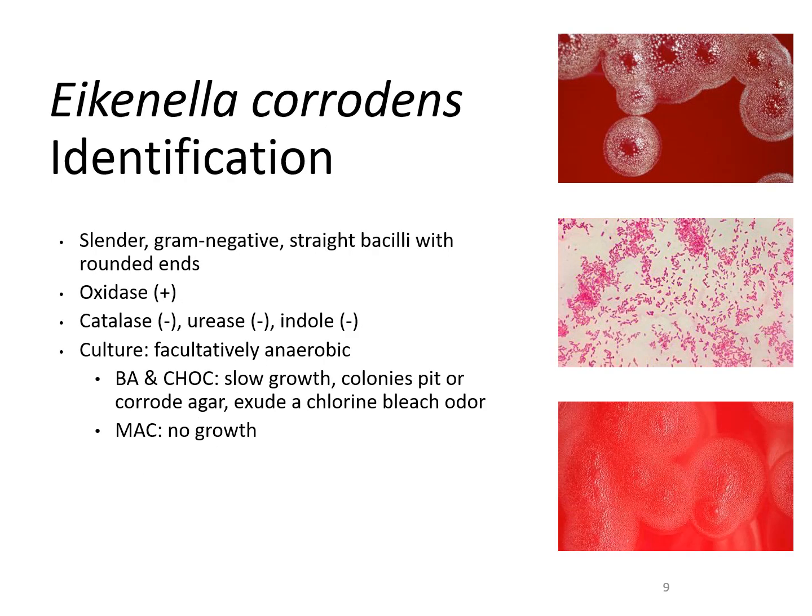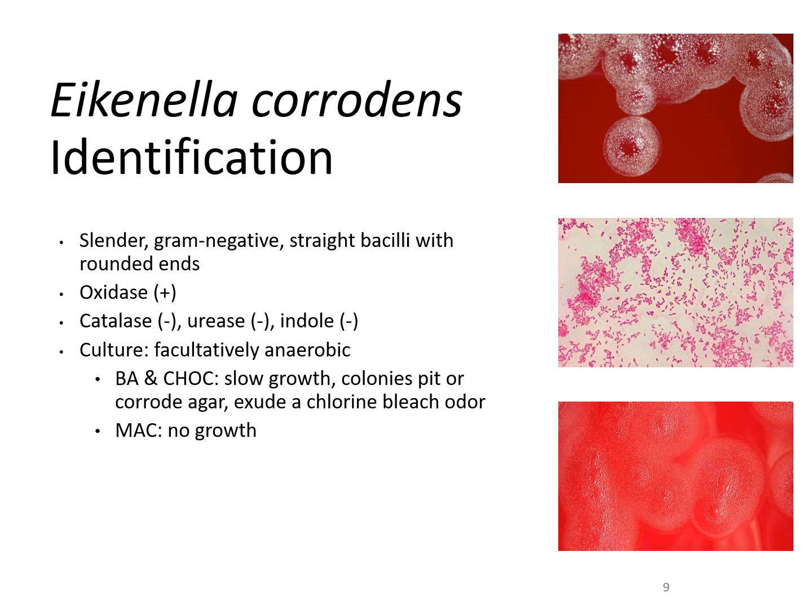Legionella produces slender gram-negative straight bacilli with rounded ends. They are oxidase positive, catalase, urease, and indole negative. It is a facultative anaerobic organism. It will grow on blood agar and chocolate agar, but it does have a little bit of slow growth.